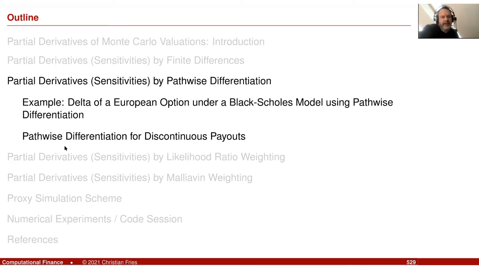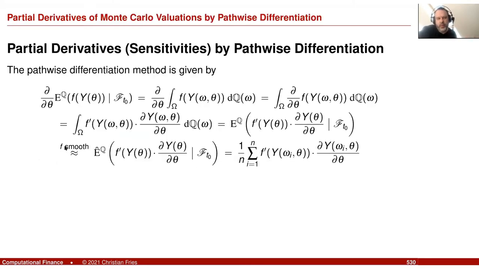So the next method I would like to calculate is the pathwise differentiation. The setup works so that I always start with the same slide, where on the left-hand side I calculate a partial derivative of an expectation of some function f of this random variable Y of theta. So it's always the same setup.